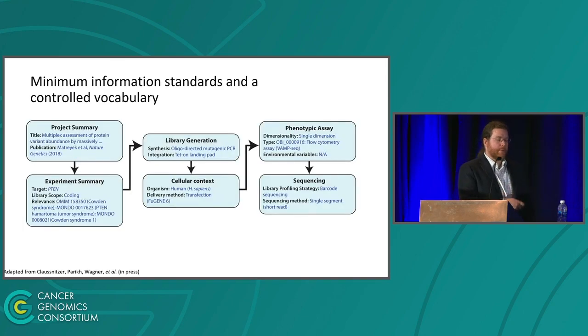An example, we have a project summary with the title of the paper and what publication it is, a summary of the experiment. We can include OMIM and Mondo codes for the disease relevance the experimenters are assigning to it. We have our own controlled vocabulary for things like library generation and the phenotypic assay, which are more specific to our field. And we're now working to get these kinds of terms adopted by more mainstream ontologies to, again, promote our capacity to share the data and integrate it across a wide variety of different resources and knowledge bases.